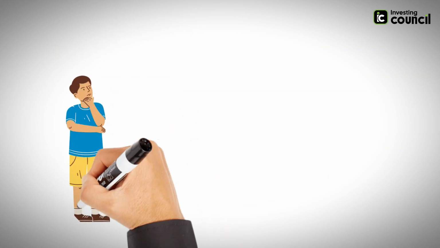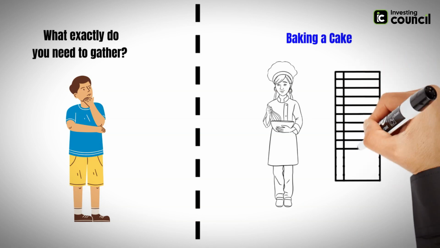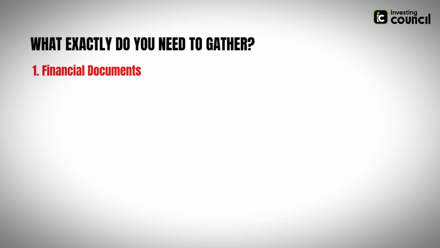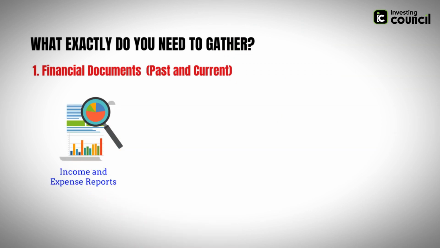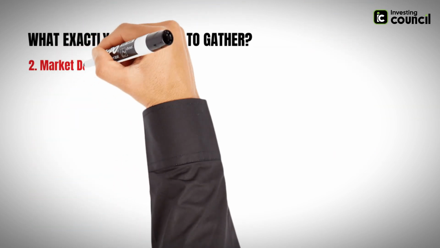You might be wondering, what exactly do you need to gather? Well, think of it like baking a cake. You need the right ingredients to ensure it comes out just right. First up, financial documents. These are your recipe cards. You'll need the property's past and current financial statements, which include income and expense reports, tax returns, and rent rolls. These documents give you a snapshot of the property's financial health and profitability. Understanding the numbers here is crucial because they tell you whether the property is actually making money or just eating up cash.